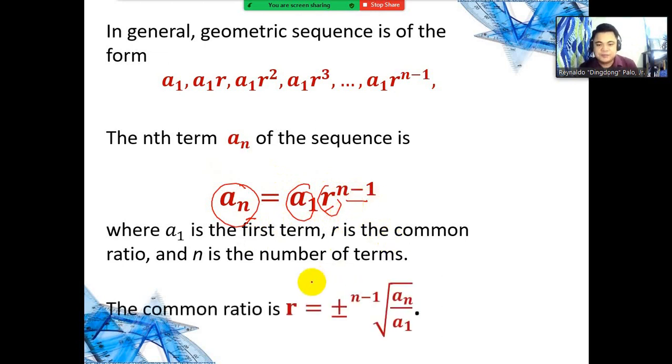Now, we also have a separate formula for the common ratio. The common ratio is equal to positive or negative n minus 1 root of a sub n over a sub 1. What do we mean by this? You will just divide the indicated term or the last term by the first term. That's it.